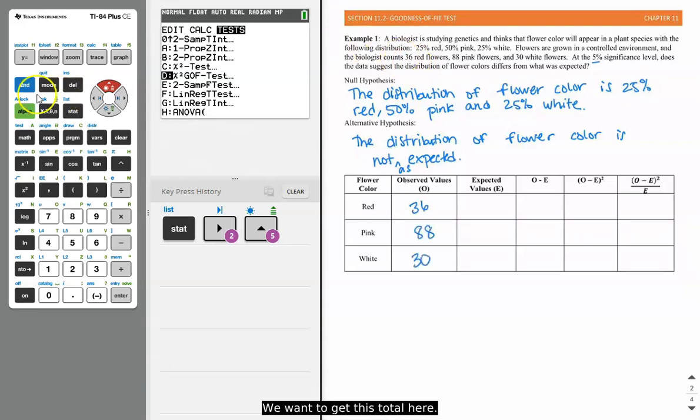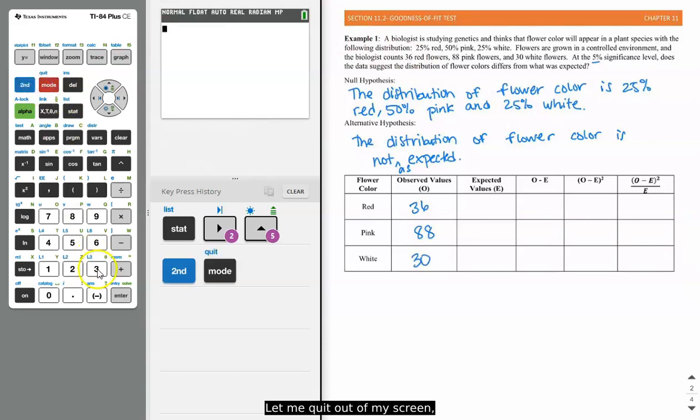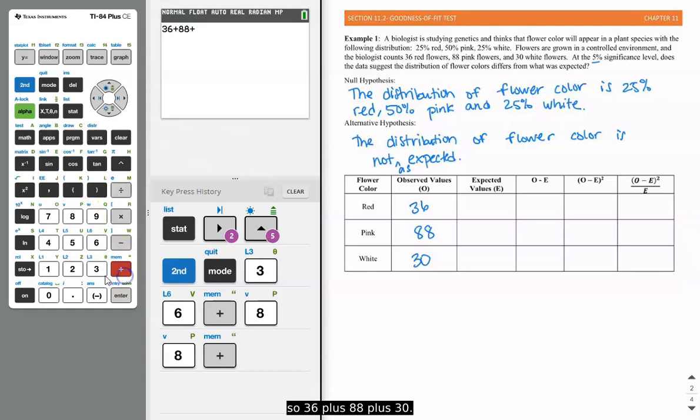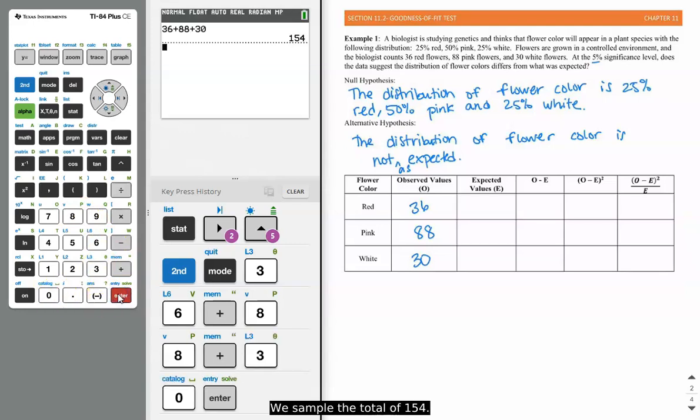We want to get this total here, so let me quit out of my screen. So 36 plus 88 plus 30. So we sample the total of 154, right? So that's basically what n is, so the total. So my expected frequencies is the total times the probability for that. So the probability they said for red, right, was 25%.